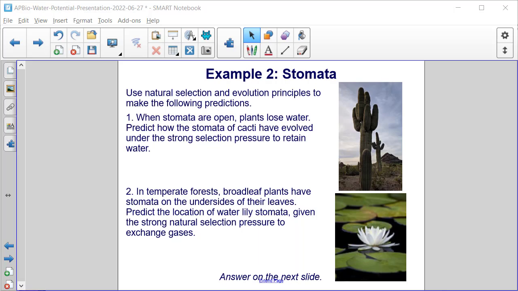Example 2, stomata. Use natural selection and evolution principles to make the following prediction. 1. When stomata are open, plants lose water. Predict how the stomata of cacti have evolved under the strong selection pressure to retain water. 2. In temperate forests, broadleaf plants have stomata on the underside of their leaves. Predict the location of water lily stomata, given the strong natural selection pressure to exchange gases.